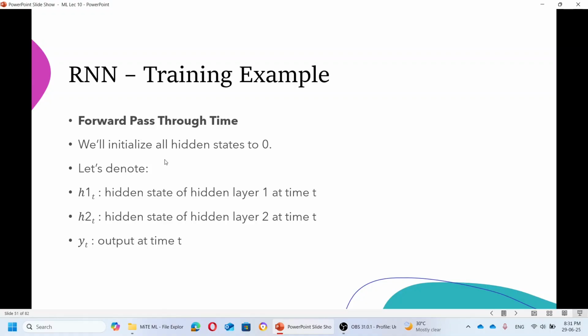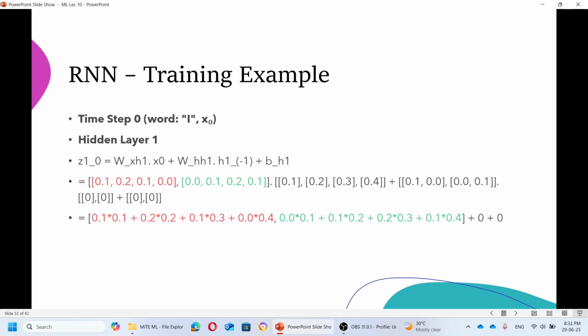We initialize all hidden states to 0, as we know, and h1t is the hidden state of layer 1 at time t. Here I'm using a slightly different notation. This h1 means the first layer, h2 means the second layer, and t is for the time step. Here we are using time step 0, and as I told you, it doesn't make any difference whether you start with 0 or 1. In this example, I'm going to start with time step 0.